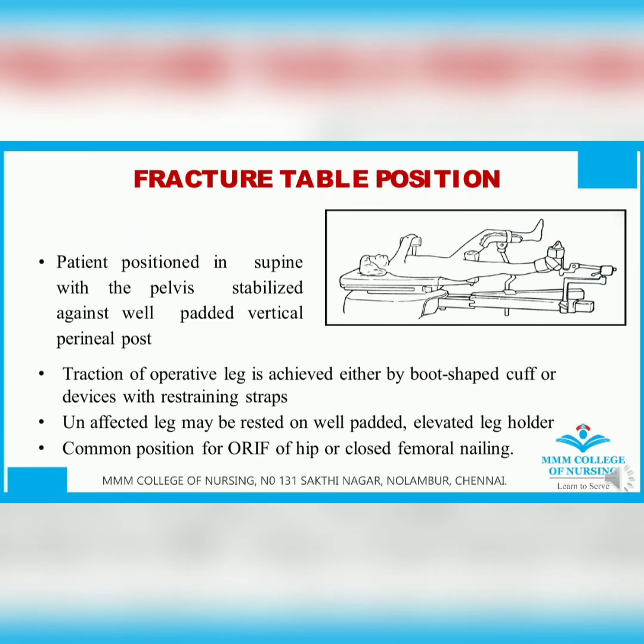Fracture table position. The patient is positioned supine with the pelvis stabilized against a well padded vertical perineal post. Traction of the operative leg is achieved either by a boot-shaped cuff or devices with restraining straps. The unaffected leg may be rested on a well padded and elevated leg holder. A common position for open reduction internal fixation of the hip or closed femoral nailing.